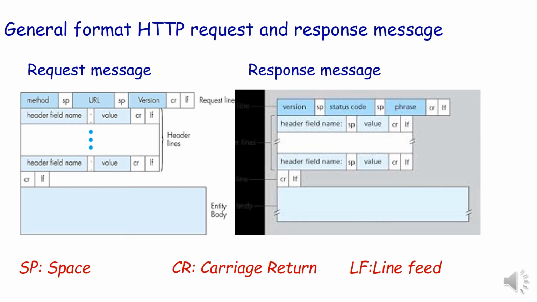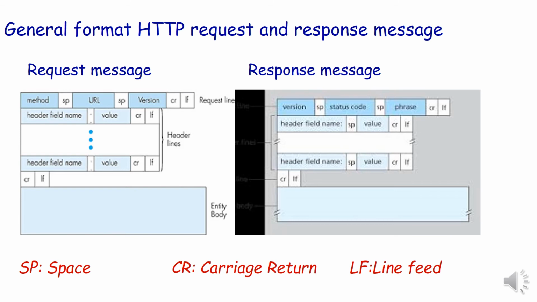Then next is the header field name. A set of header fields are there, and various header fields are sent. Then only the actual body of the message is sent, and this represents the actual body.